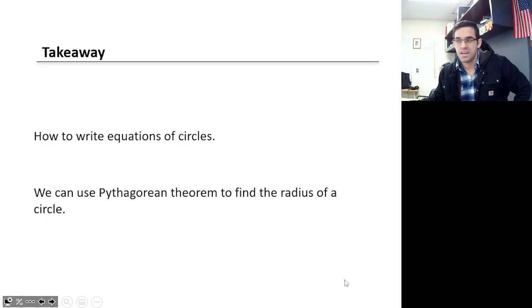Alright, so now we know how to calculate the radius if it's on a diagonal of a circle. We know how to take the center and the radius and plug them into our standard form of a circle equation and write a simplified equation for the circle. And that's dope.